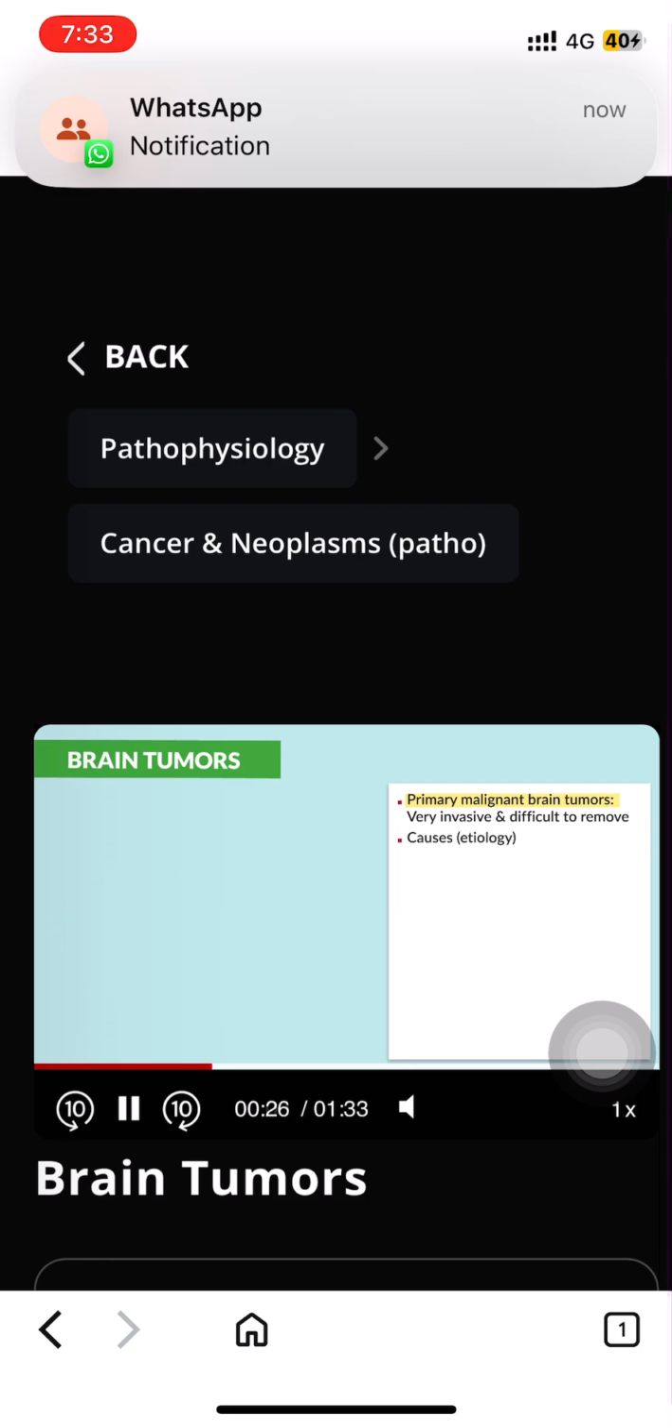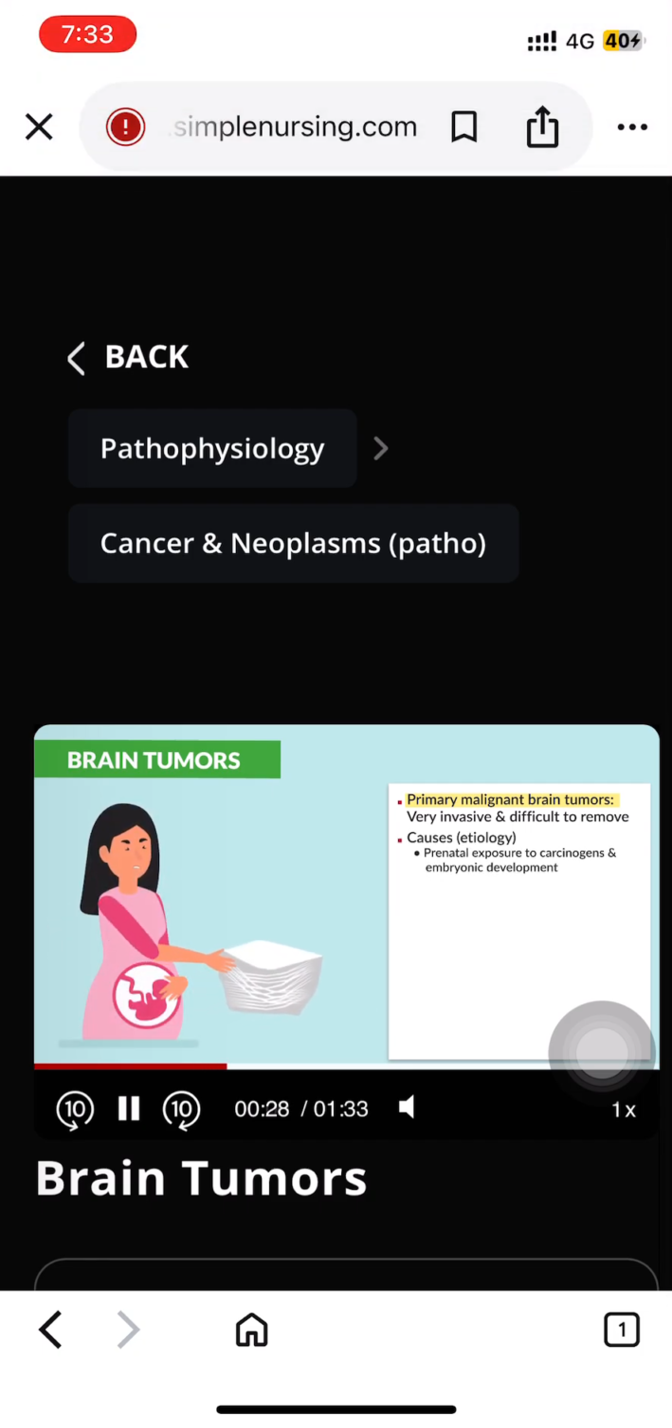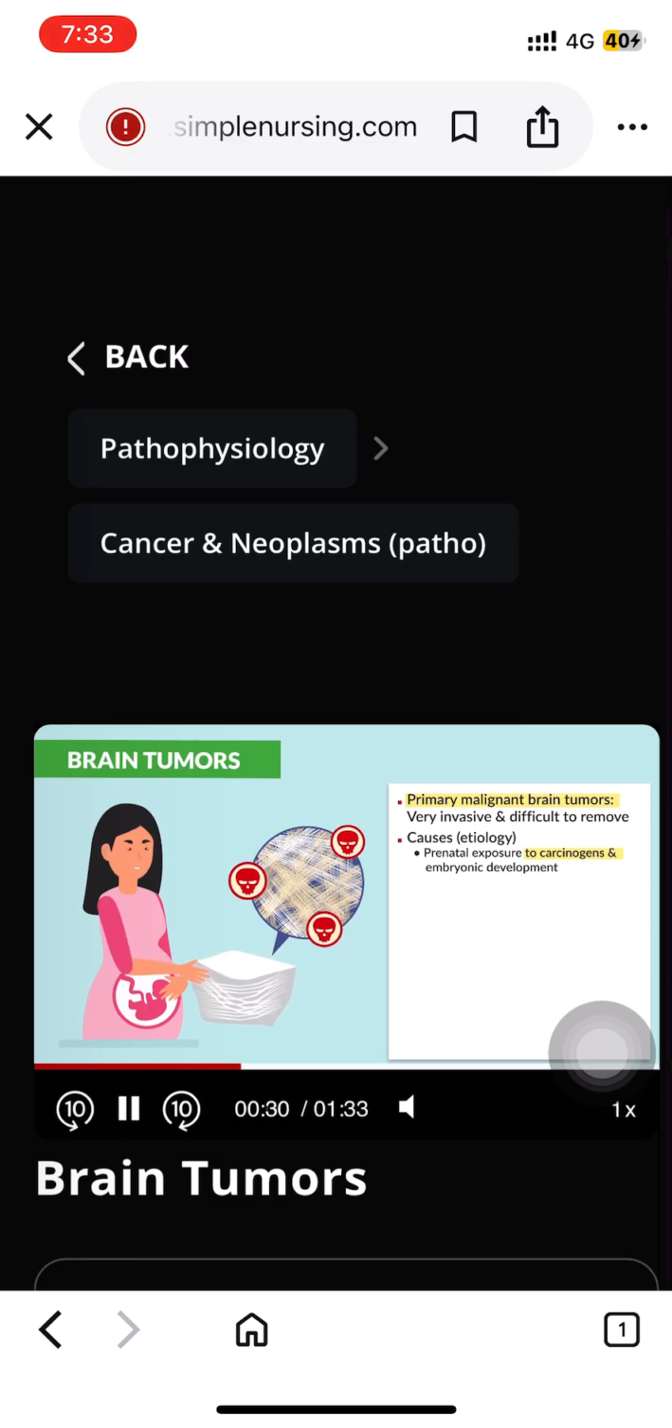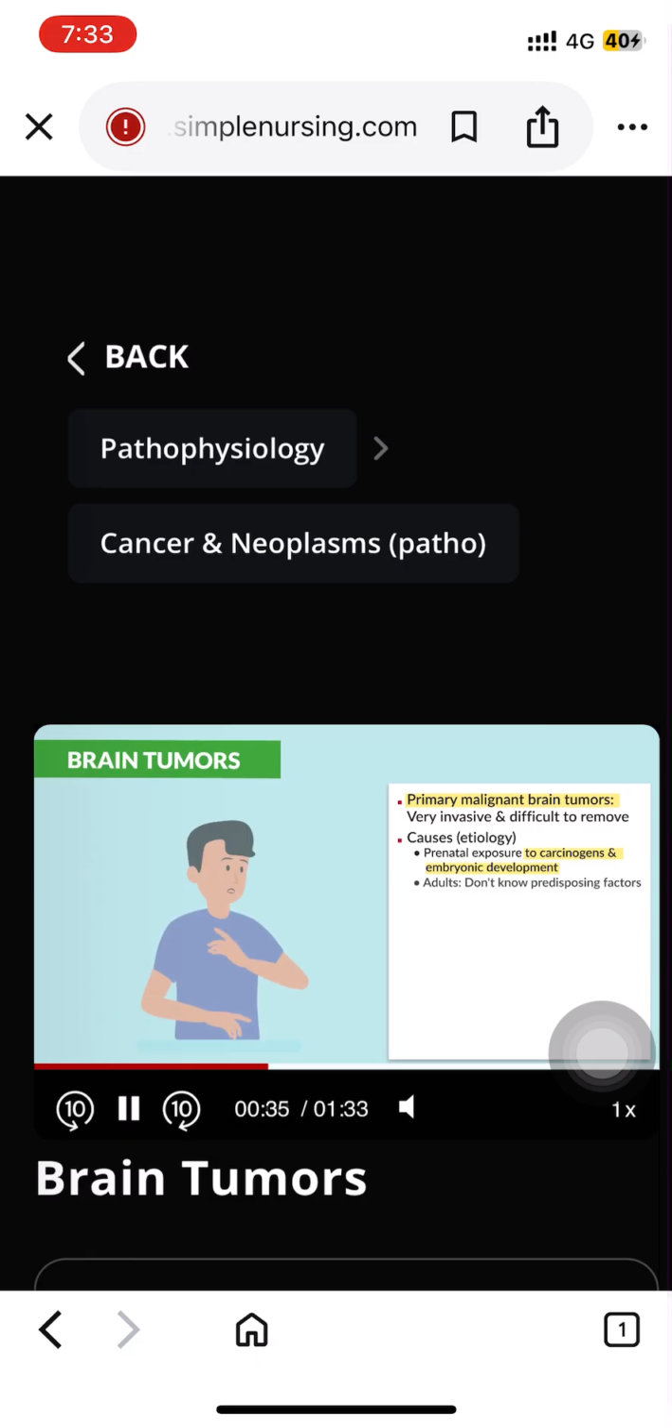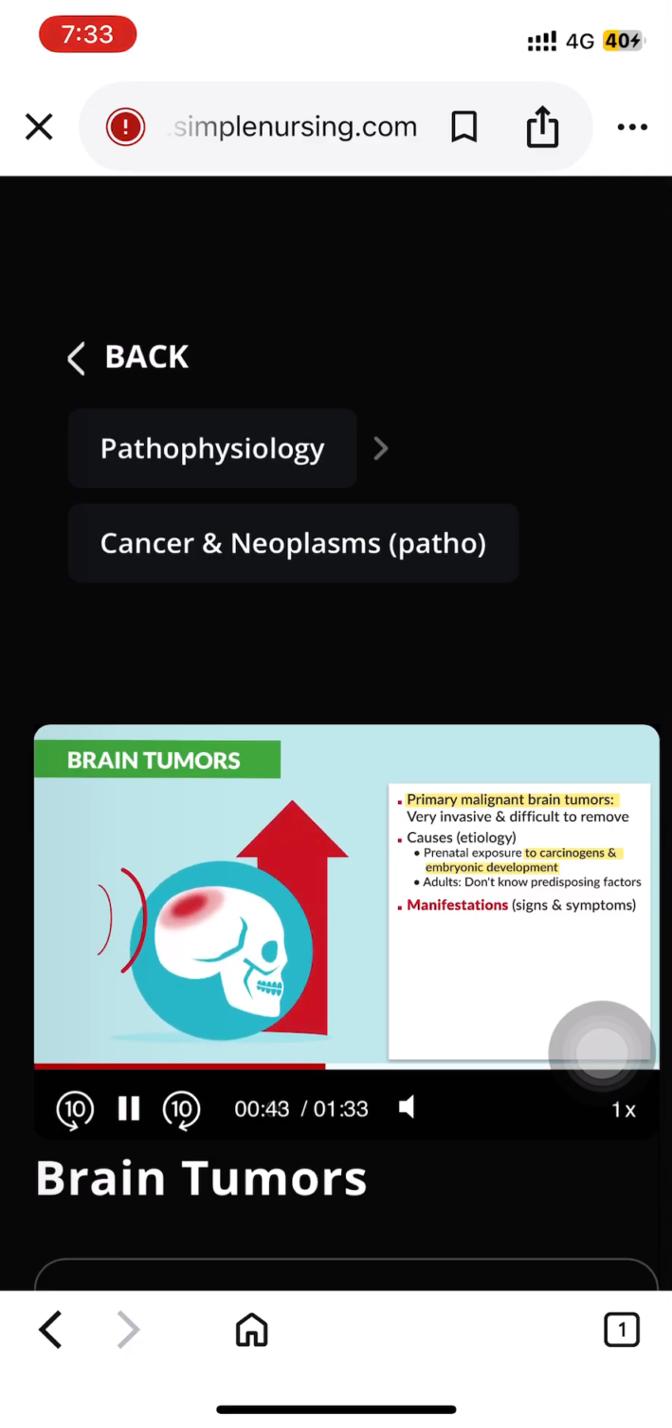Now for the causes or etiology, a prenatal exposure to carcinogens and embryonic development is a main cause. And for adults, typically we don't know predisposing factors. Now for manifestations or signs and symptoms, it all really stems from increased ICP, that increased pressure inside the brain.